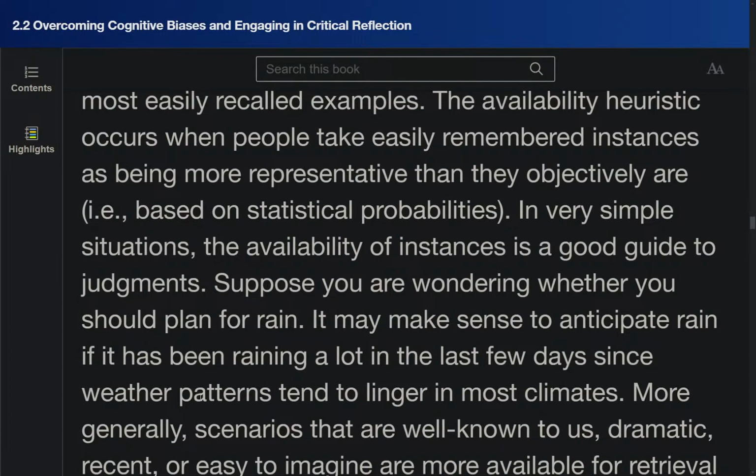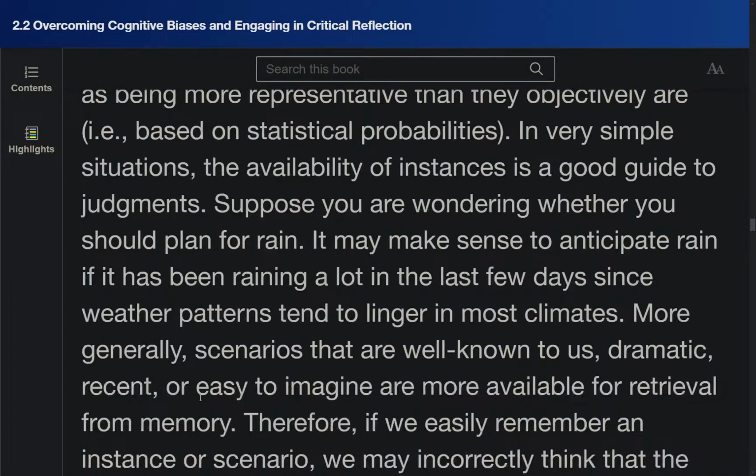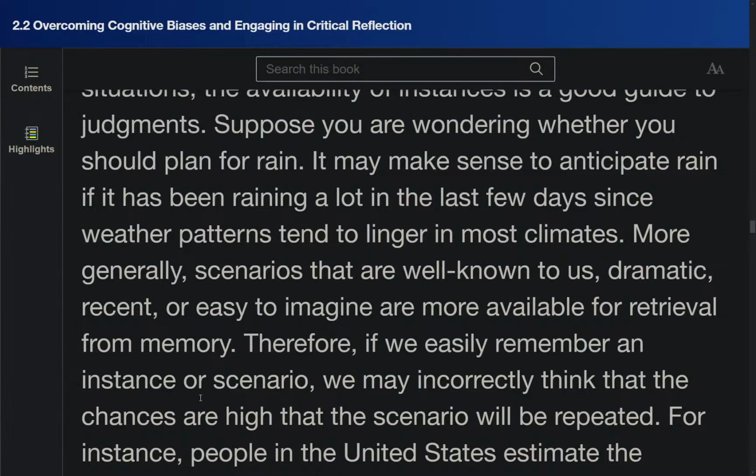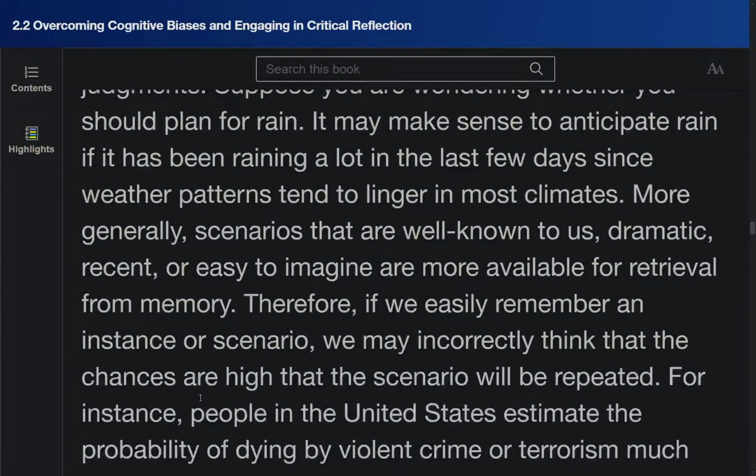Suppose you are wondering whether you should plan for rain. It may make sense to anticipate rain if it has been raining a lot in the last few days, since weather patterns tend to linger in most climates. More generally, scenarios that are well known to us.